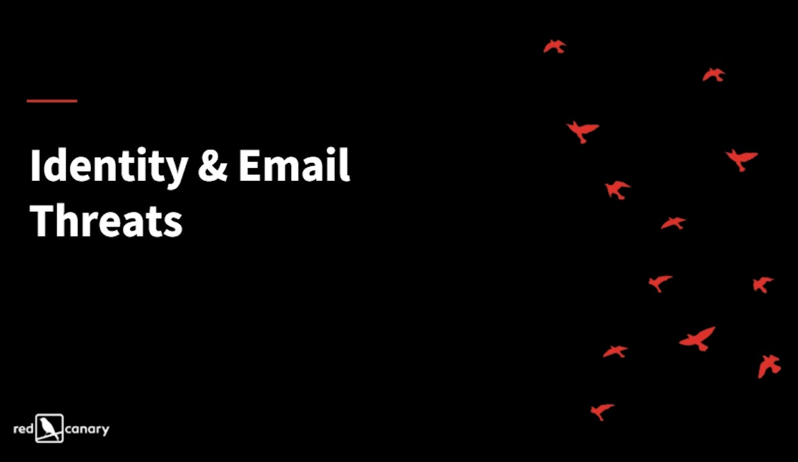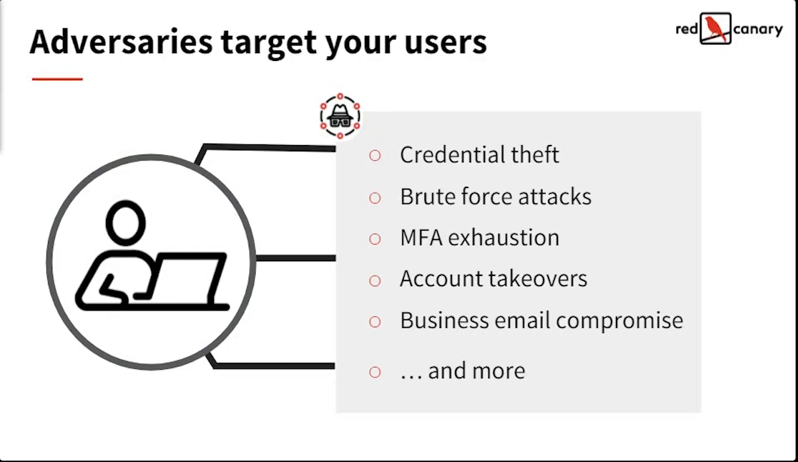Shifting gears a little bit, we'll talk a little bit about identity and then email threats. So adversaries are definitely targeting your users as well. There's a whole bunch of different ways they try to get there, be that trying to social engineer them and steal credentials, brute forcing them, we'll talk about MFA exhaustion in a second, and ultimately trying to get to a point where they can take over accounts and/or leverage your email infrastructure to do harm.